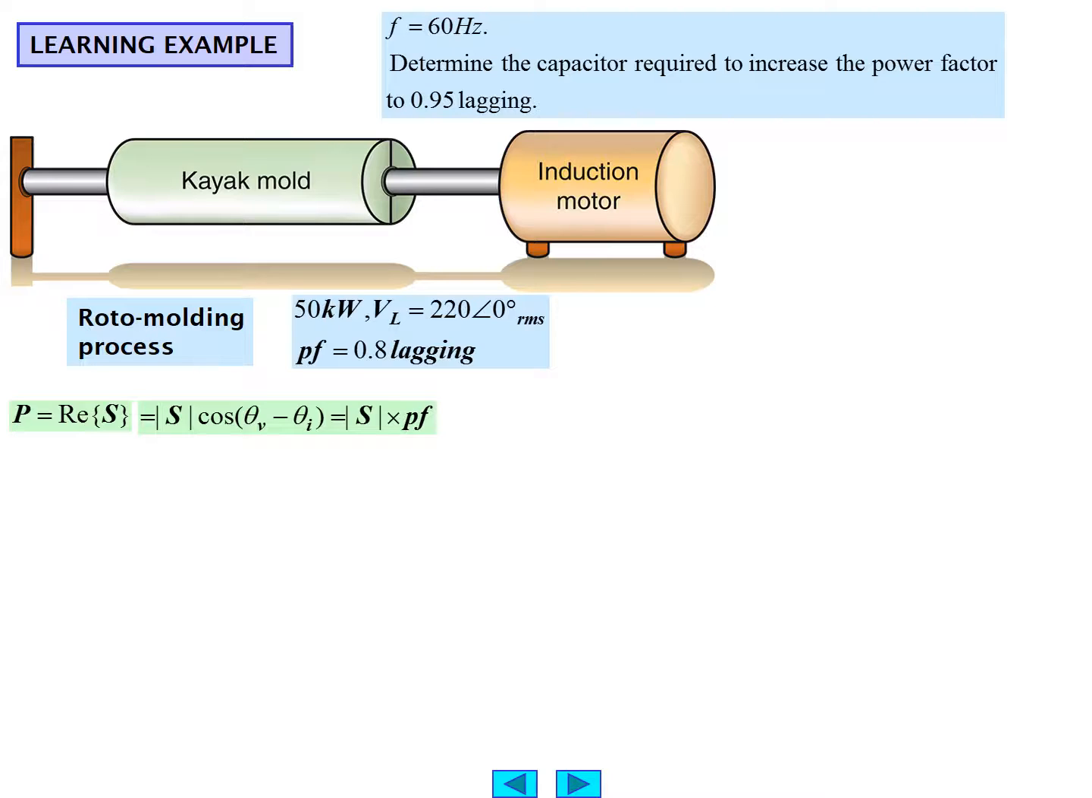P is equal to the real part of the complex power S, or the magnitude of S times cosine theta V minus theta I, or the magnitude of S times the power factor. Therefore, S old, the magnitude of S old, would be P divided by PF. 80 kilowatts divided by 0.8 gives us 62.5 kilovolt amperes, since it's complex power.